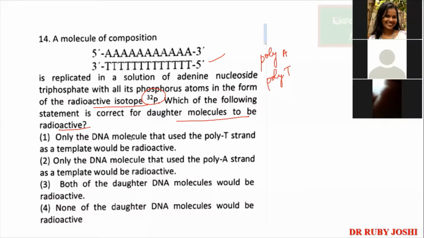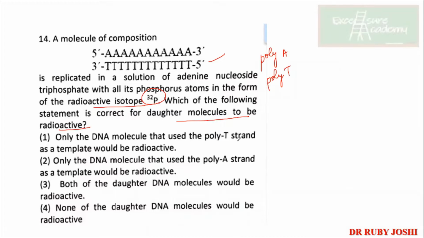Only the DNA molecule that uses the poly T strand as a template would be radioactive. Only the DNA molecule that uses the poly A strand as a template would be radioactive. Both of the daughter DNA molecules would be radioactive. None would be radioactive. So obviously 3 and 4 cannot be the answer, right?